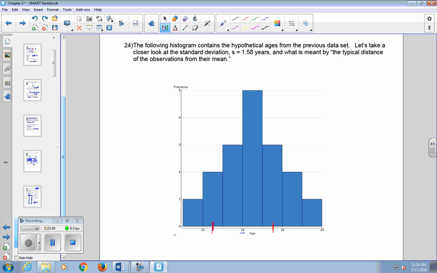You can see that most observations fall within one standard deviation. And if we went out even further, maybe about 2 standard deviations, maybe here actually, you can see that most or almost all of our observations fall within 2 standard deviations. So this is a typical distance from the mean. That's what the standard deviation is.